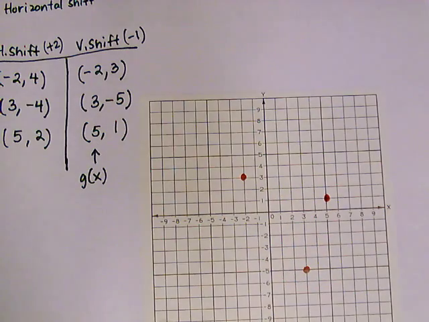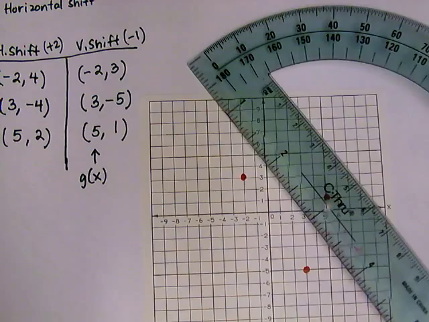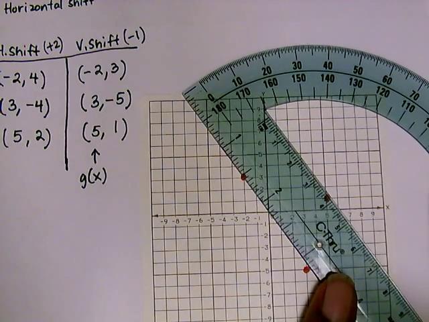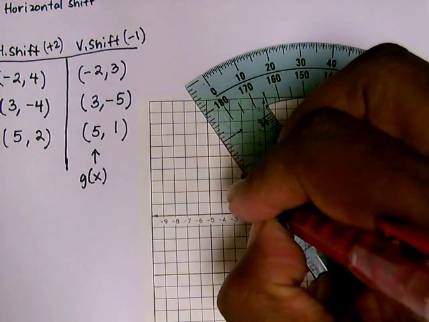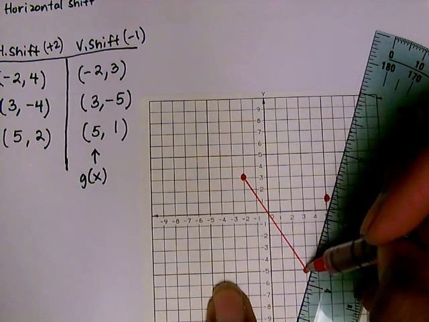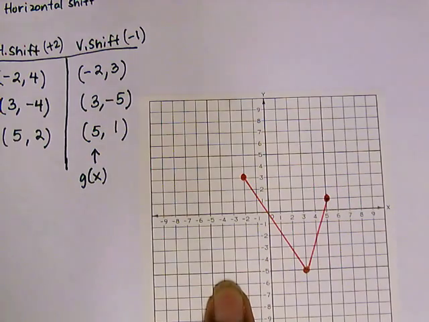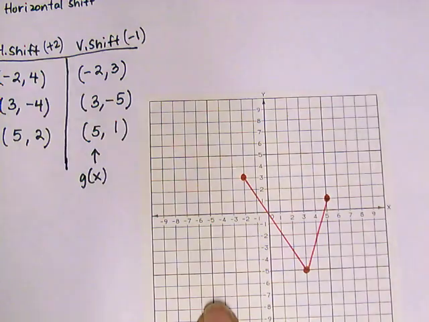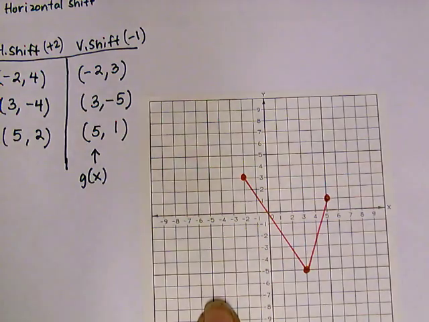And I'm going to connect those points in the same way as the graph of f of x. This point connects to this point. These two connect together like this. So that's what g of x looks like. It's similar to f of x. The only difference was we shifted to the right 2 places and down 1. So that's problem number 11.